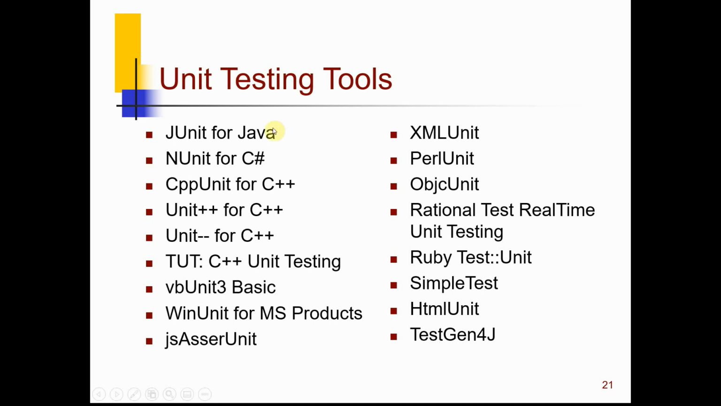Okay, so this gives you the unit testing tools. Depending on what programming language you are using, there is a unit testing tool for any programming language you use. For example, JUnit for Java, NUnit for C#, and CppUnit for C++. So there are many unit testing tools we can use. In our lab and in our class, we will introduce JUnit for Java.